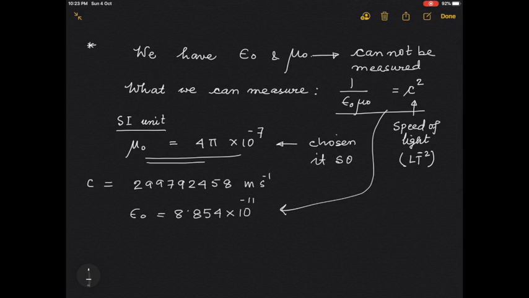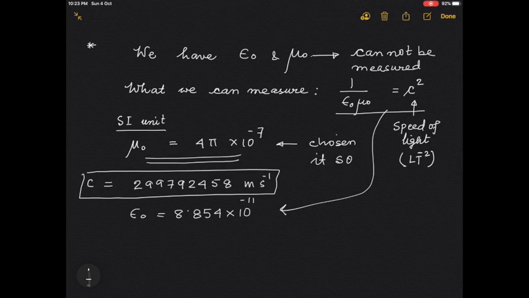So if I choose my mu naught to be this and C is taken to be this value, this is a fundamental constant, this is fixed, there is no error on this, then you get epsilon naught, which is this. You can just do the math and get the value of epsilon naught. These values you cannot measure because this choice fixes the unit of charge.